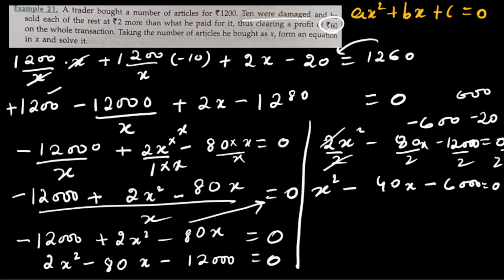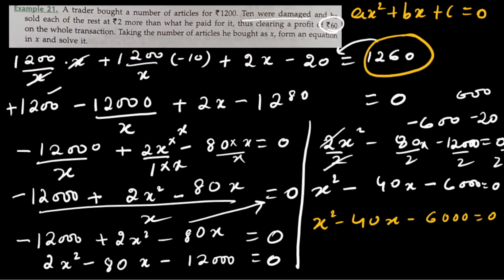So I'll just read: x square minus 40x minus 6000 is the required equation. Thanks Tarun and Navya for bringing my attention there. I wrote this one as 1800, it should be 1260.